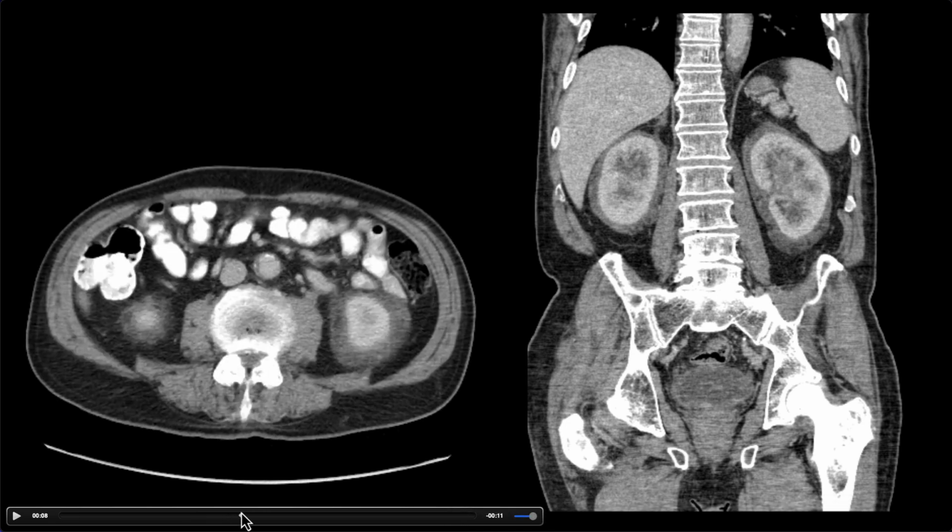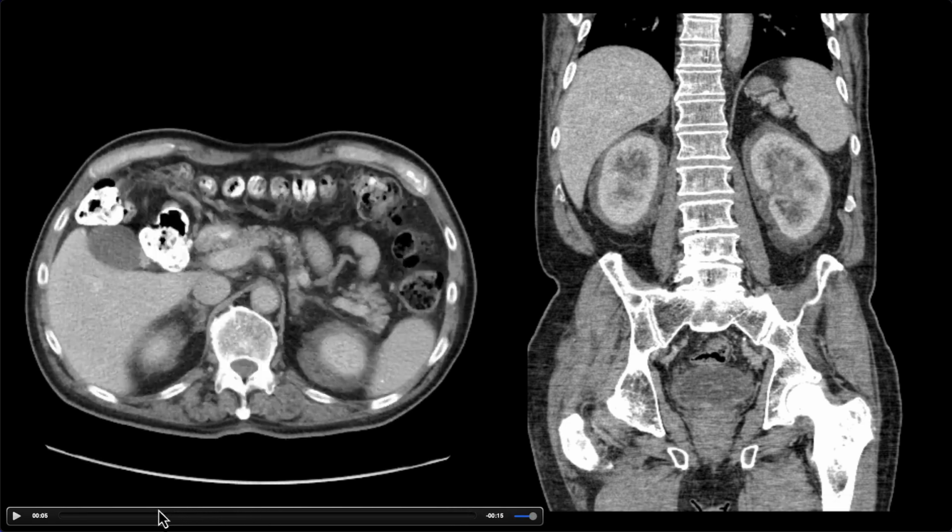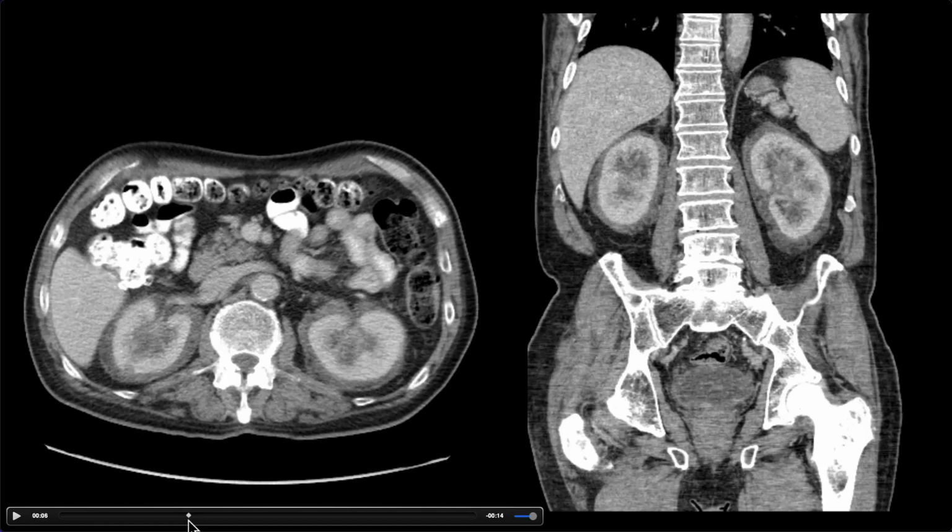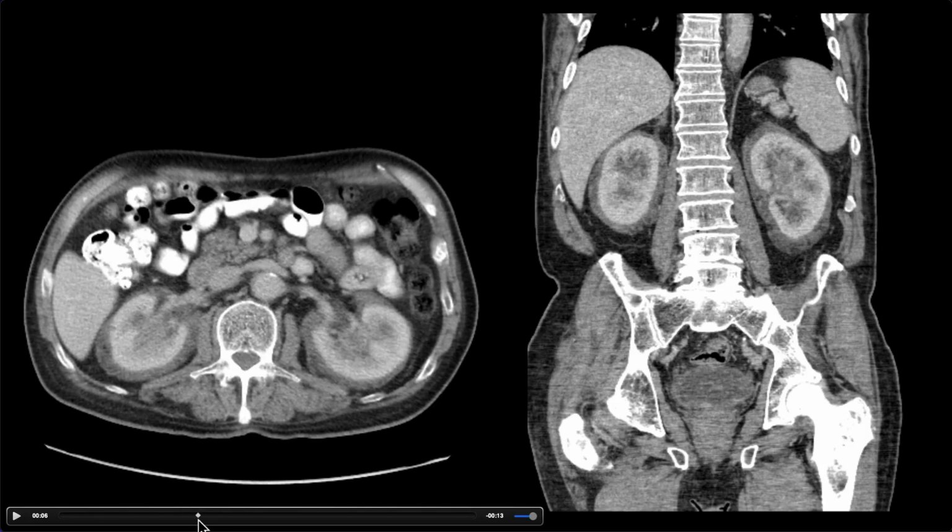Well, let me ask, I guess if you're going to encounter this on a CT, what is one of the confirmatory things you might want to look for to help you make the diagnosis for the patient?